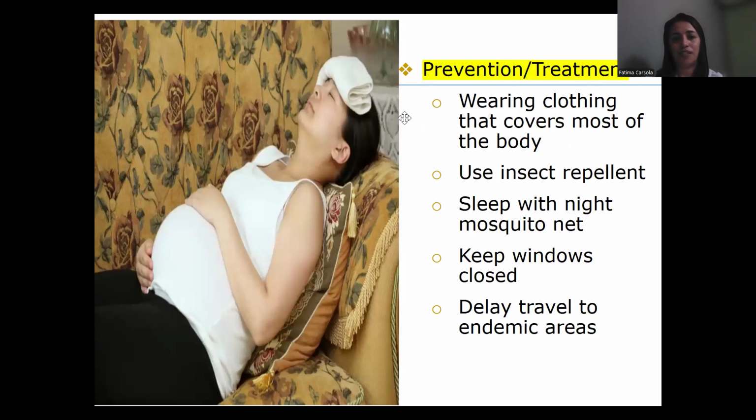Again, of course, it's basic: wear clothing that covers most of the body so you are not bitten by a mosquito. And of course, you have to use a mosquito net and an insect repellent and keep the windows closed. And if there is an endemic, you should not be traveling to endemic areas. So this is how you will protect the mother against malaria during pregnancy.